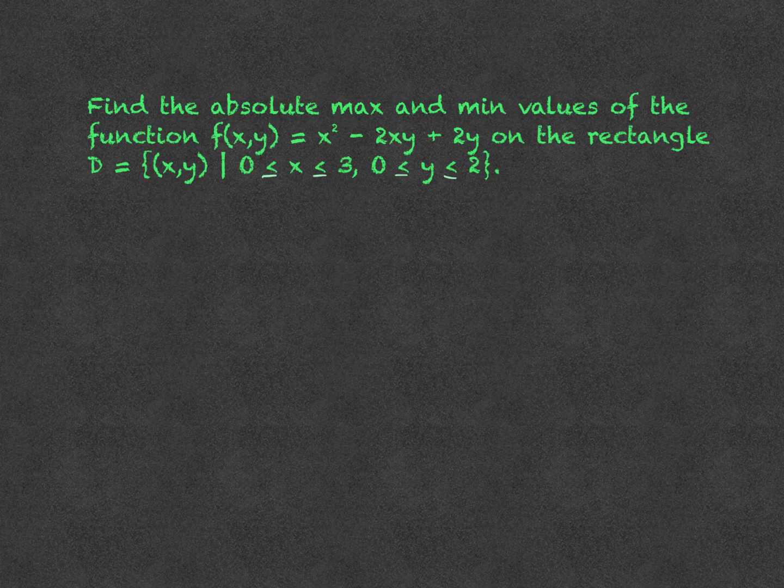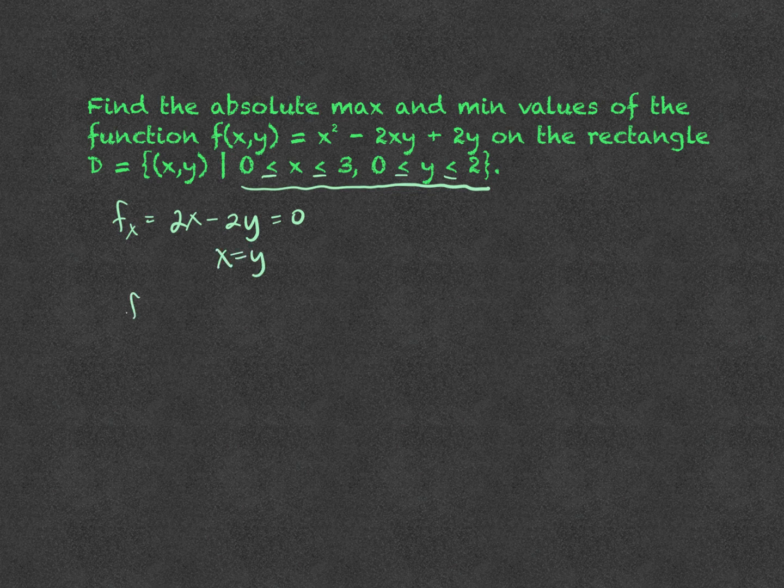This problem says find the absolute max and min values of the function on the rectangle given. Now notice you're given intervals for x and intervals for y that include both endpoints. So it is bounded because we have intervals, and it is closed because the endpoints are included. So you will have an absolute max and an absolute min. Let's start with the partial derivative with respect to x. It is 2x minus 2y, and we set this equal to 0, and we find that x equals y.